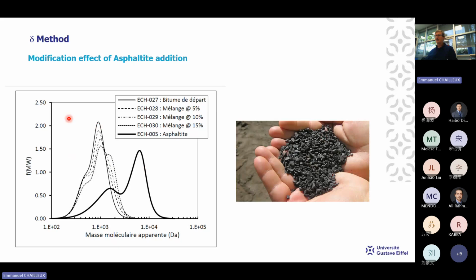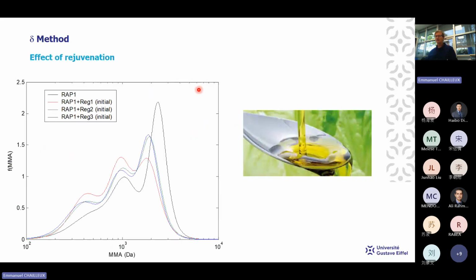At the opposite, when we add a rejuvenator to a very old bitumen, we can also observe that the distribution goes to the lowest molecular size, and we can understand what happens when we add a rejuvenator or another type of light oil in bitumen. It could be useful to understand blends, for example.